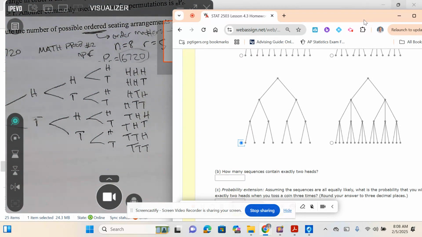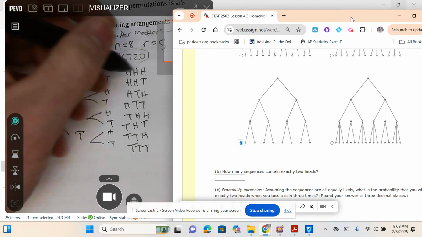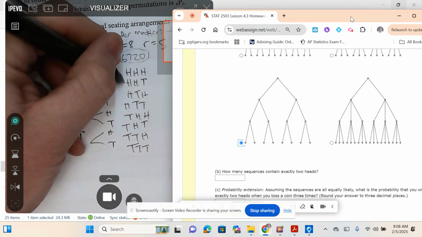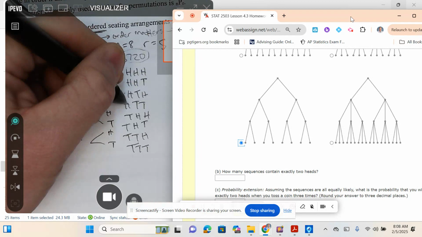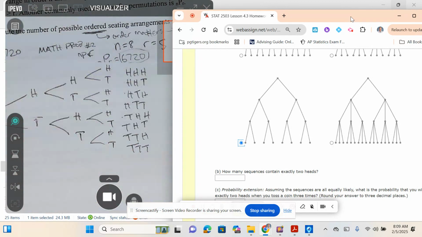So how many of these contain exactly two heads? So let's look. How many of these contain exactly two heads? There's one, there's two, there's three. So we have three that contain exactly two heads.